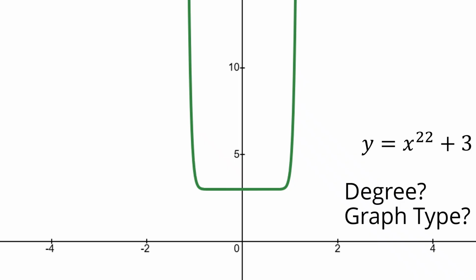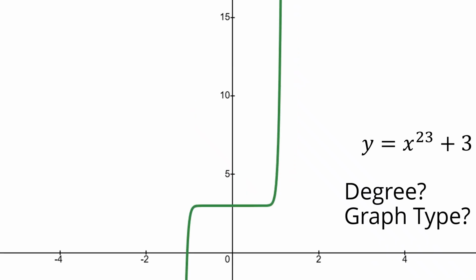What about this? y equals x to the 22nd plus 3. My degree is 22, and my graph is still quadratic. And this one, y equals x to the 23rd plus 3. My degree is 23, and my graph is another cubic.